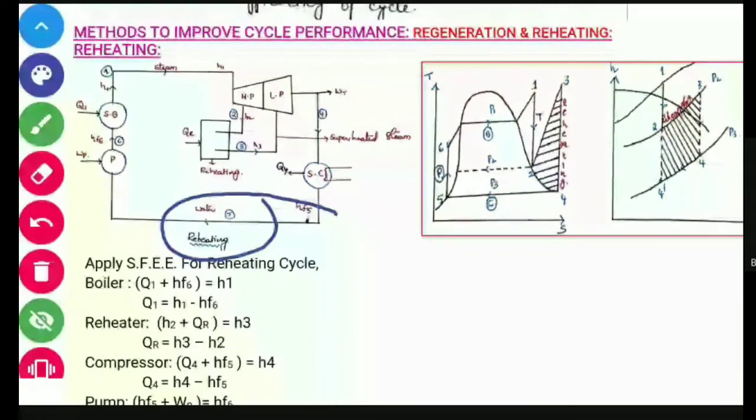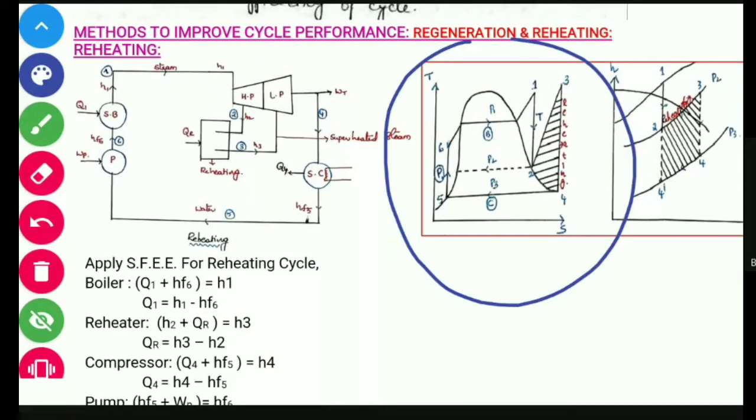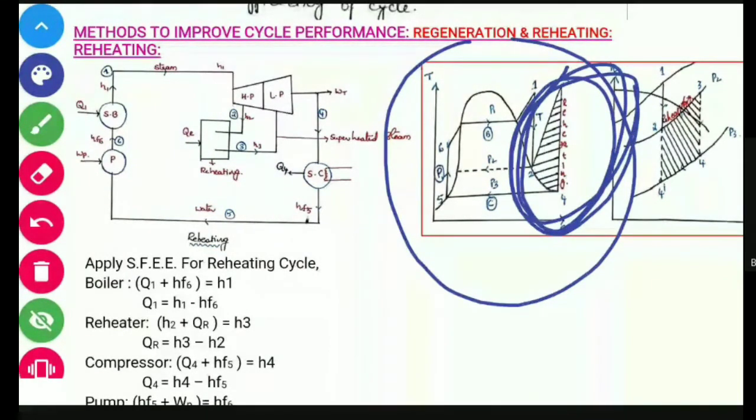And in between pump and steam boiler, that is 6. Okay, the naming is increased from 4 to 6 here. Here also we have a TS diagram similar to the earlier case. If you observe this shading, that is the increased work, that is the increased power.